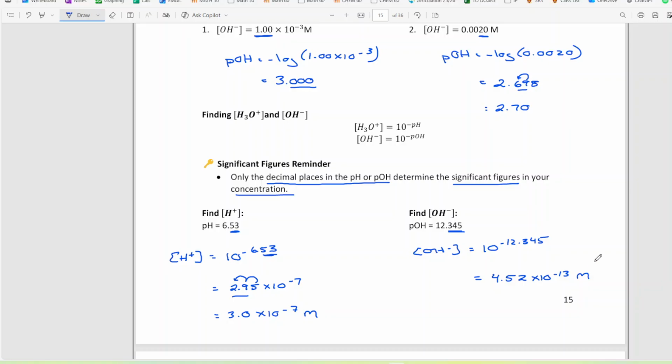Awesome. Okay, so before we go on to the next lesson where we're going to put these all together, I want you to practice this. So go and practice converting from concentration to pH or pOH, and then pOH or pH back to concentration, just so that process is dialed.